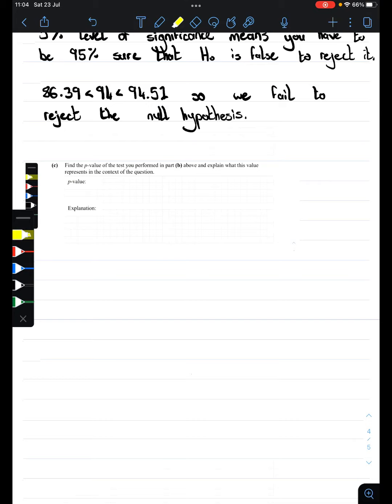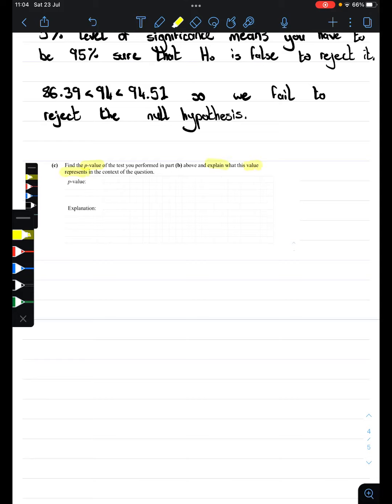Now on to part C. Find the p-value, the dreaded p-value, of the test you performed in part B above and explain what this value represents in the context of the question.